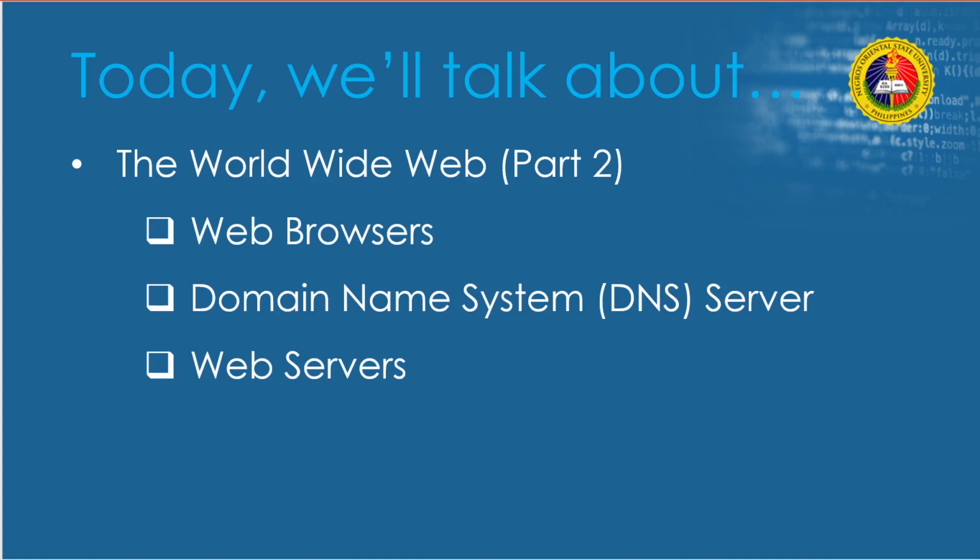Today we will talk about the World Wide Web Part 2, and particularly we'll talk about the web browsers, domain name systems, DNS servers, and the web servers. We've already discussed last meeting how the web works as a summary: the World Wide Web is an interaction of these three systems. We have the web browsers or the clients, the DNS servers, and the web servers. And today we're going to talk exactly about how the web browser works, how the domain name system works, and how the web servers work.